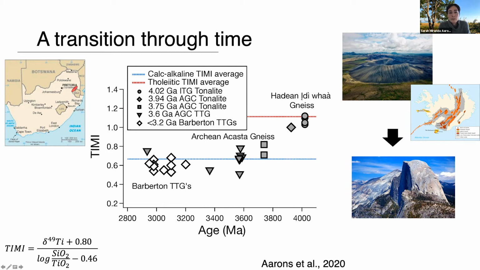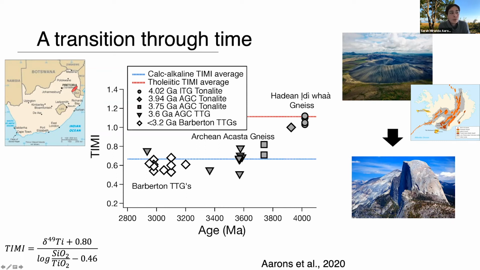And these red and blue dashed lines are showing the average of rocks formed in plume settings and subduction settings. Red would be plume, like Iceland, for example. And then the blue average is rocks formed in subduction settings. So this would be something like the granite that we find at Half Dome, for example.